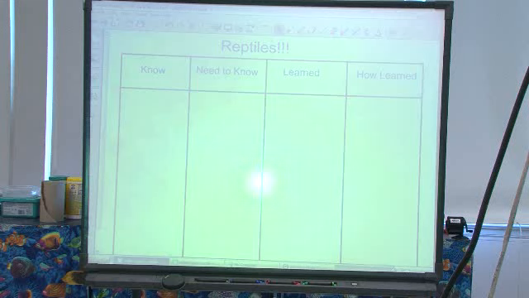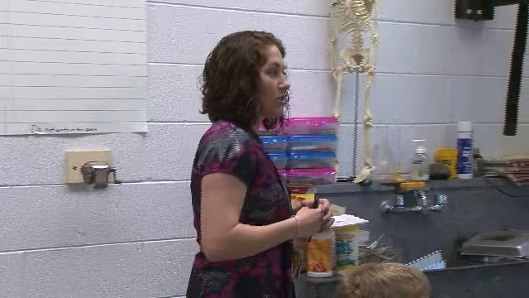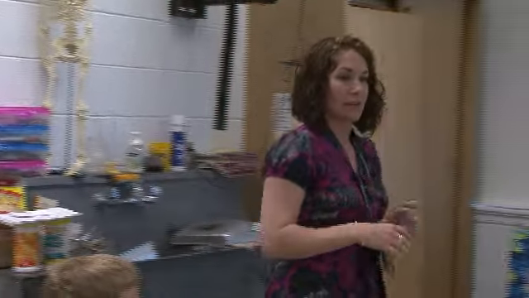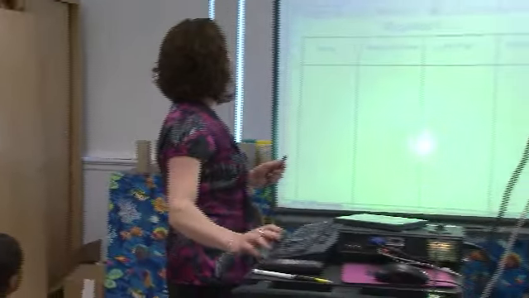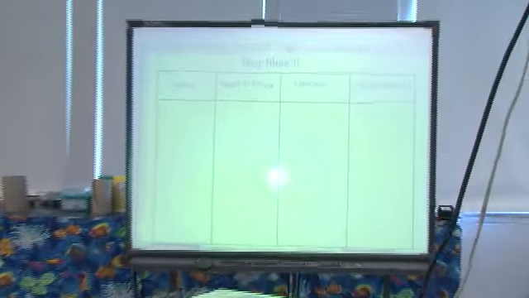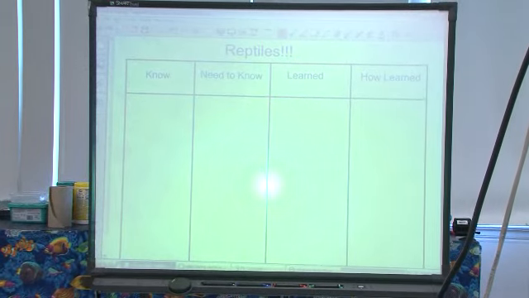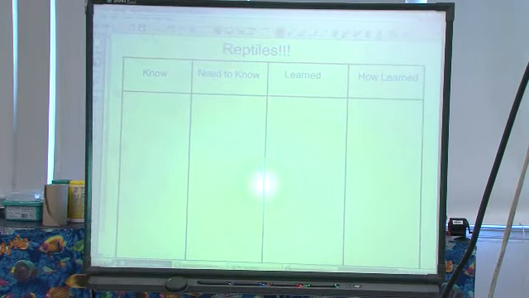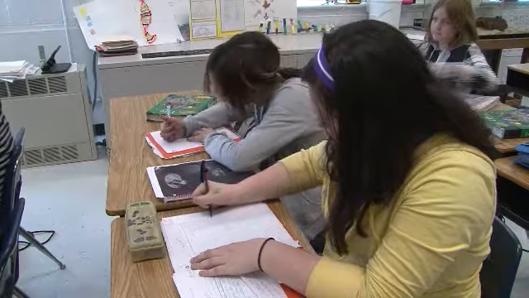And we already went over the amphibians and the fish. So now we have to talk about reptiles. But what we're going to do before we learn about them is a nifty little activity, which is a KWLH chart. Graphic organizers can be an effective tool in helping students organize their thinking, connecting their prior knowledge with what they need and want to learn.